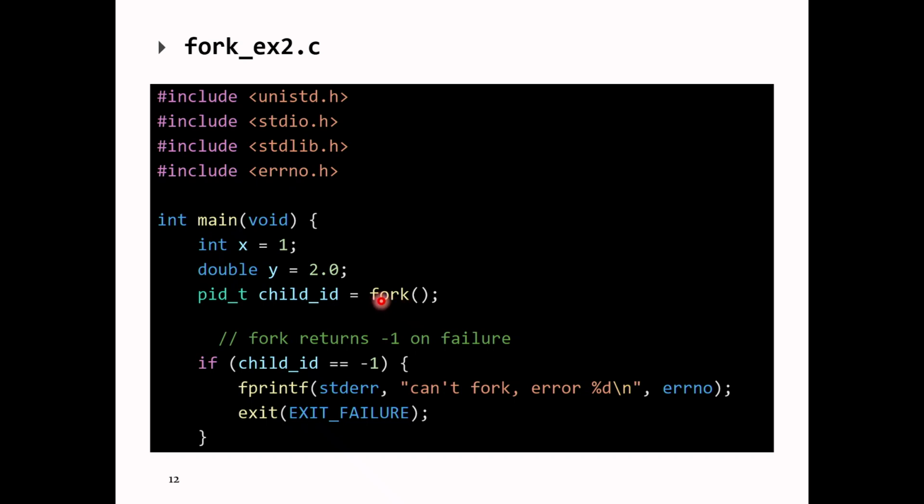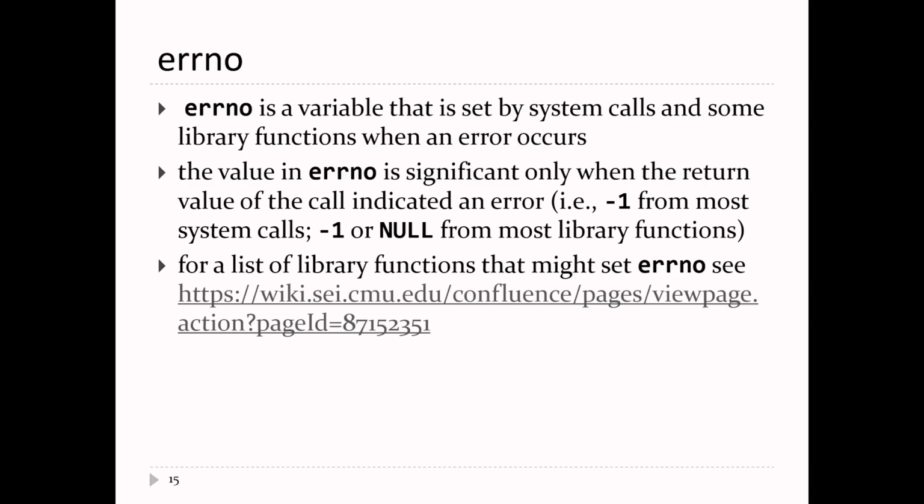Right? Now, if this fails, then 2 things actually happen. So number 1, that ID gets set to -1. Right? But the other thing that happens is that this variable called errno gets set somewhere. So errno is a variable that's set by system calls and some library functions when an error happens. Right? So an error happens, there's no exceptions in C. So there's no way to throw an exception or something like that.